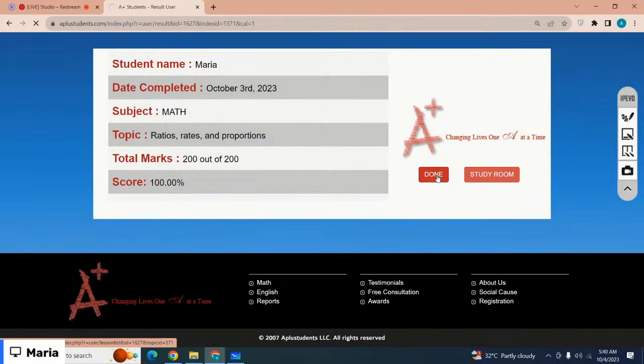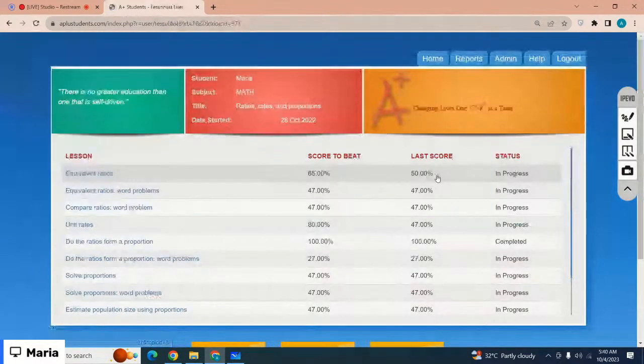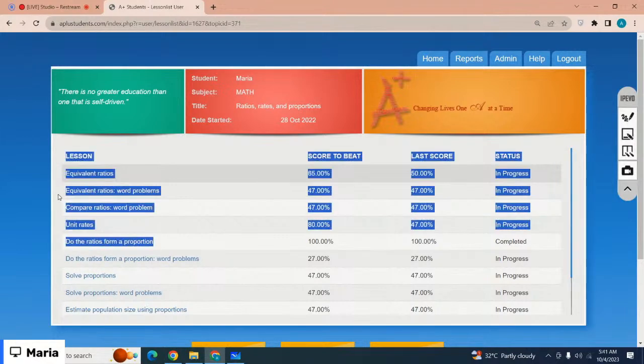So we were working on grade 8 math. The chapter we're working on is ratios, proportions, and percents. The lessons we have covered today are equivalent ratios, word problems, compare ratios, word problems, unit rates, and do the ratios form a proportion, right? So please make sure before the next session you complete all the practice questions for the lessons we did today.